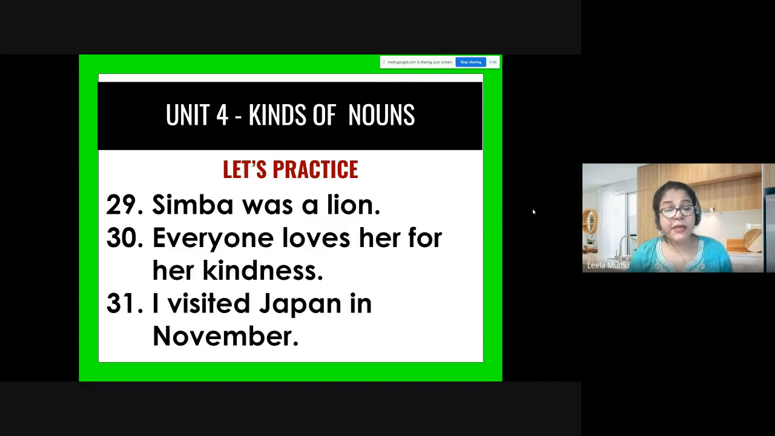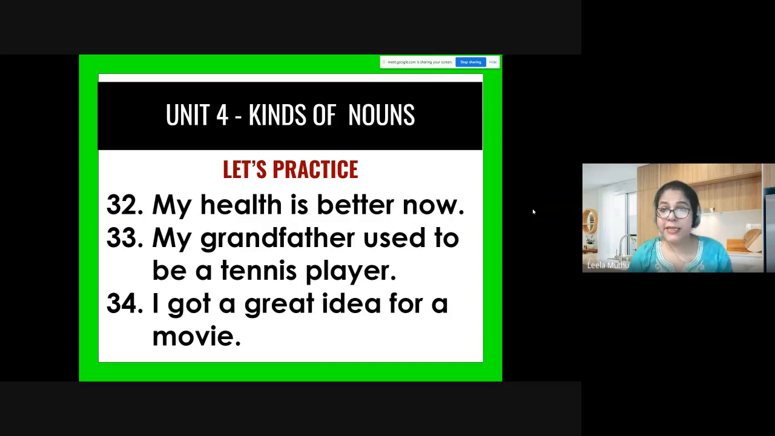I visited Japan in November. November and Japan are both proper nouns. Remember, names of months. My health is better now. Health is an abstract noun. My grandfather used to be a tennis player. Grandfather, tennis, and player are all common nouns.